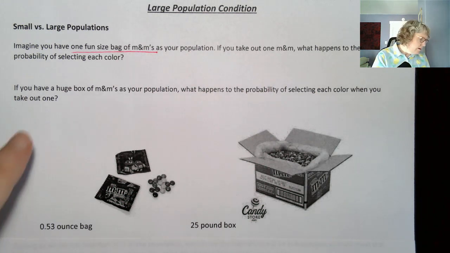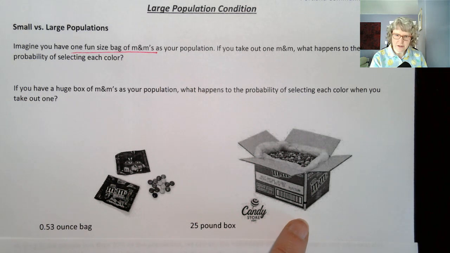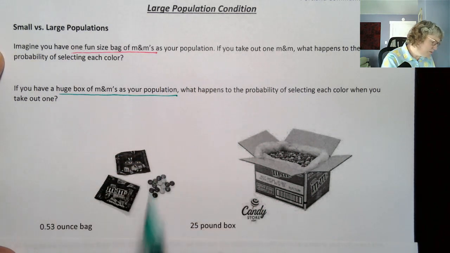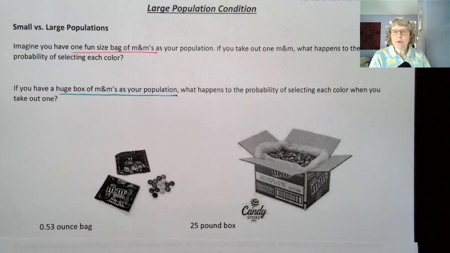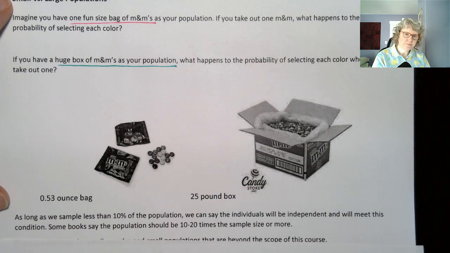Okay, now let's say you have this giant Costco or industrial size huge box of M&Ms as your population. What if you take one out? It doesn't change it very much, right? It's just by a fraction. It's probably in the 5th or 6th decimal place. Okay, so this is why we need this large population condition.